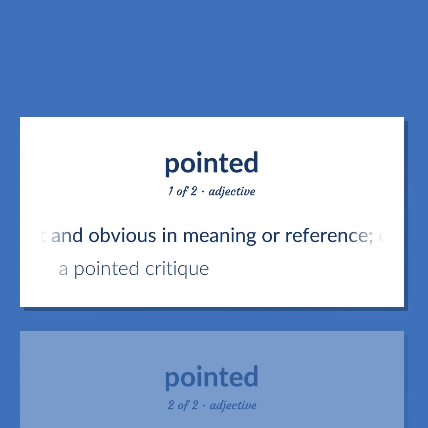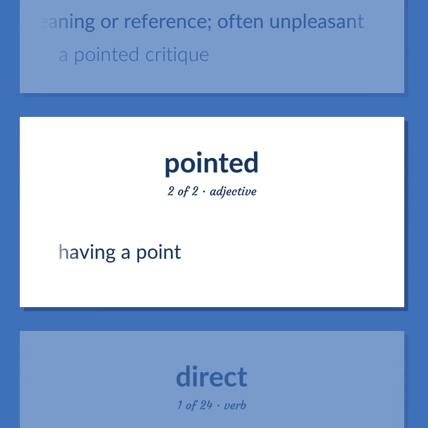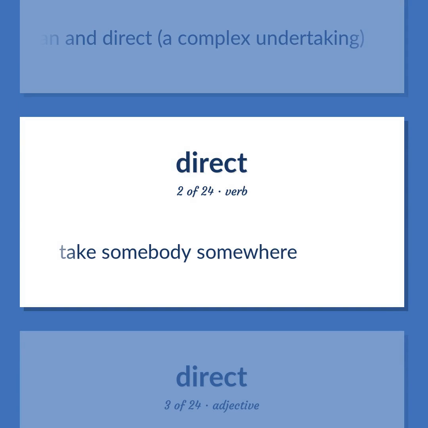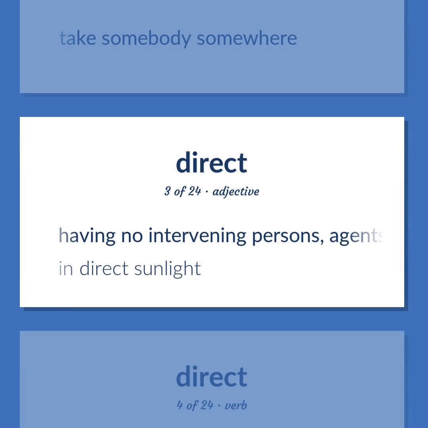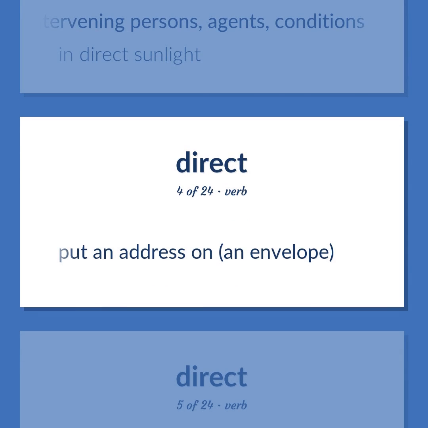Direct and obvious in meaning or reference, often unpleasant. A pointed critique. Having a point. Plan and direct, a complex undertaking. Take somebody somewhere. Having no intervening persons, agents, conditions. In direct sunlight. Put an address on an envelope.